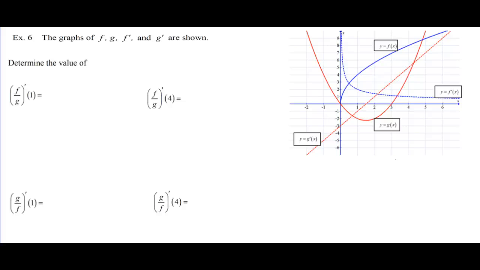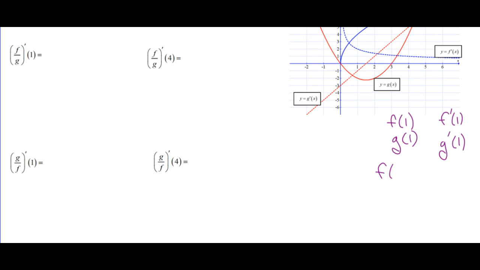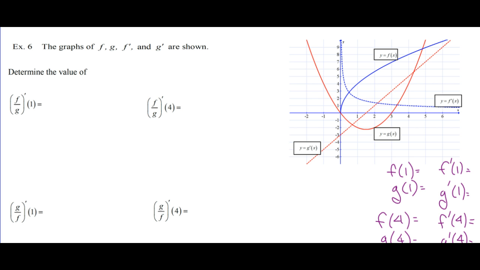Okay, so here's what I think we should do then. We got to do all of these. We need f of 1, g of 1, f prime of 1, g prime of 1. We need f of 4, g of 4, f prime of 4, and g prime of 4, right? So we're going to be using these a lot, so if we just sit down and write them all out now, then when we go through and expand these 8 things, okay, so what's going on?